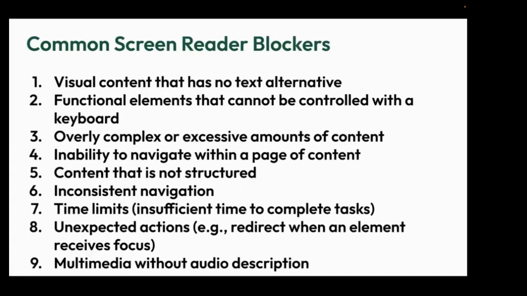On this slide, we're going to talk about common screen reader blockers. These are the common barriers preventing effective access. Visible content without text alternatives. Images and charts without alt text are invisible to us. Functional elements without keyboard control. Basically, if I can't tab to it, I can't use it. Excessive or unwieldy content can sometimes overwhelm, especially when it's delivered sequentially.